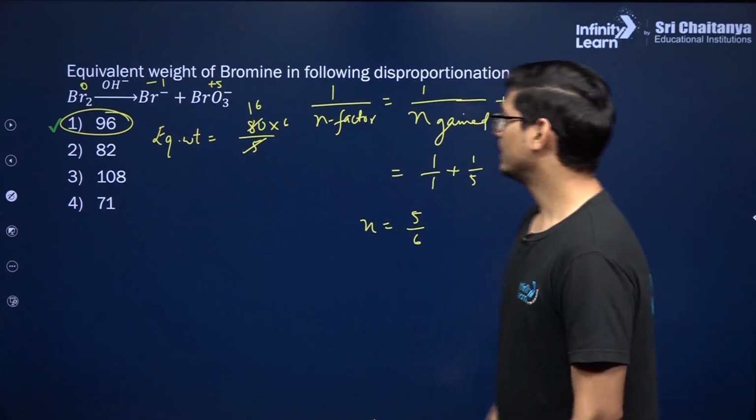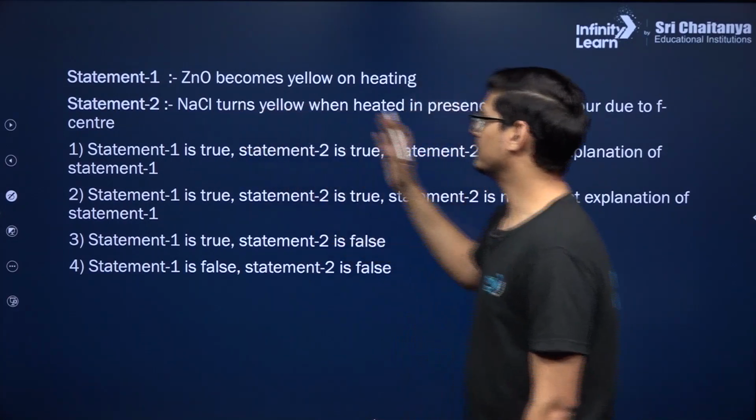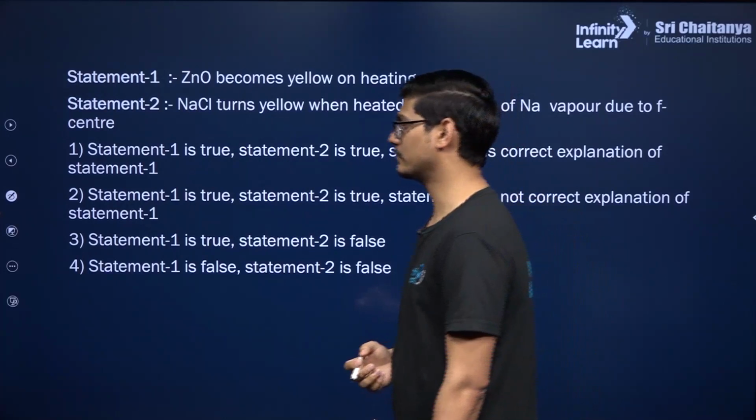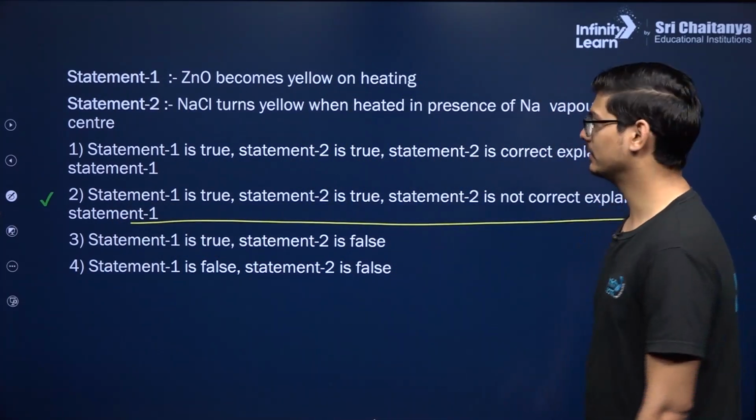Okay. Next question, zinc oxide becomes yellow on heating. Yes. NaCl turns yellow when heated in presence of sodium vapor because of F center, color center. Yes, that is also true, but that is not the correct explanation. So option 2 is the correct answer.